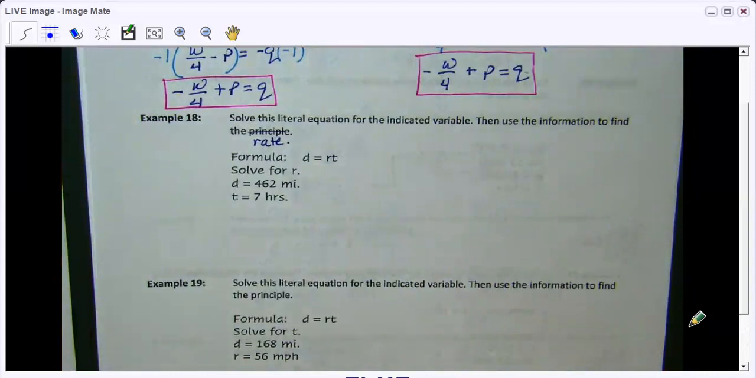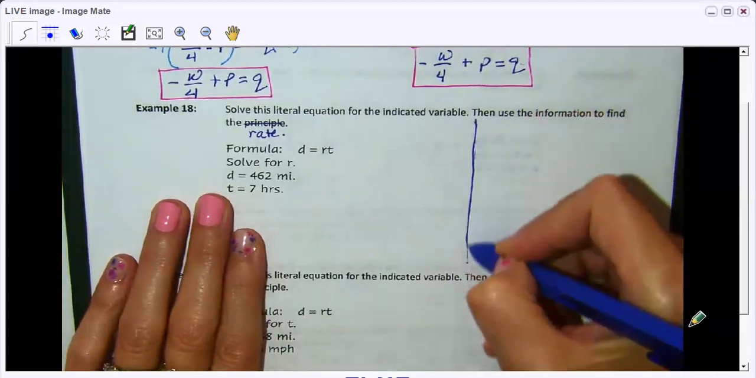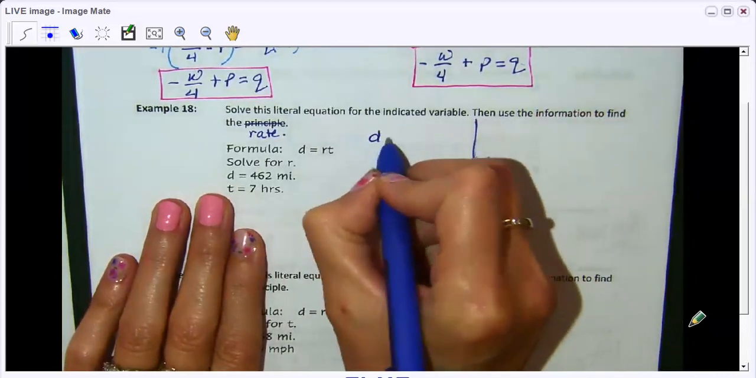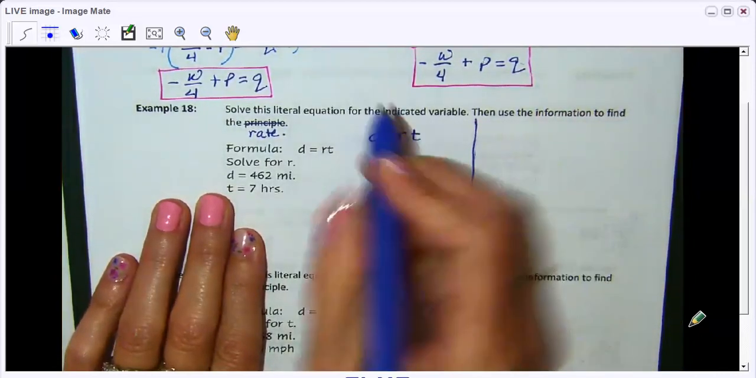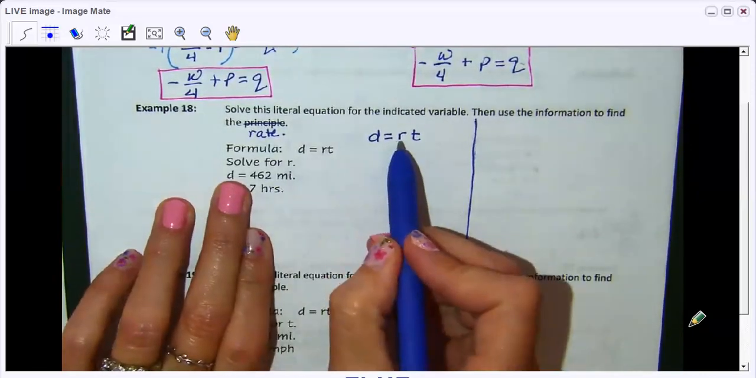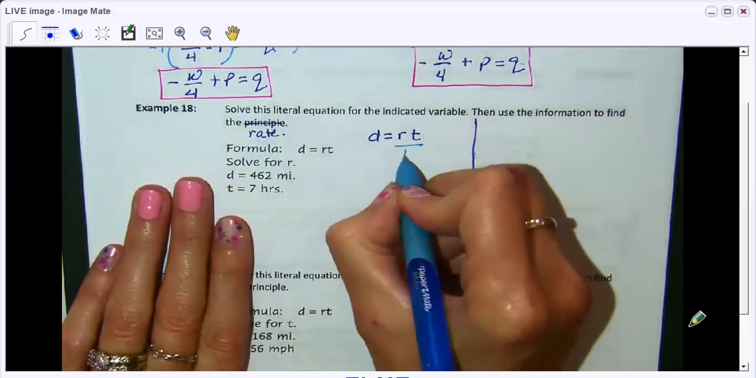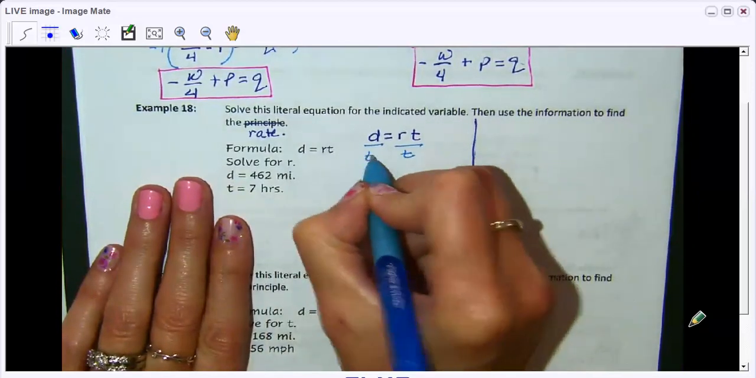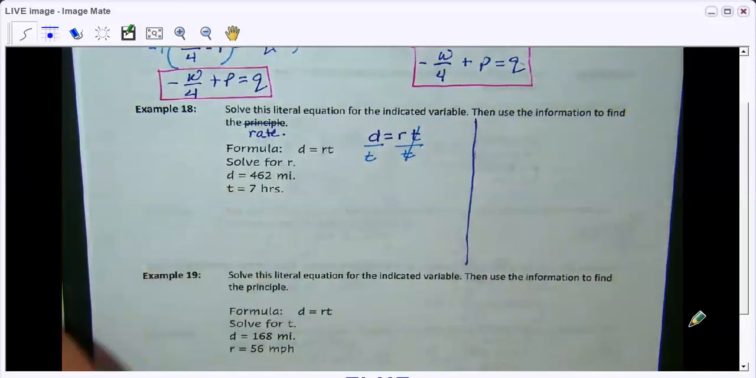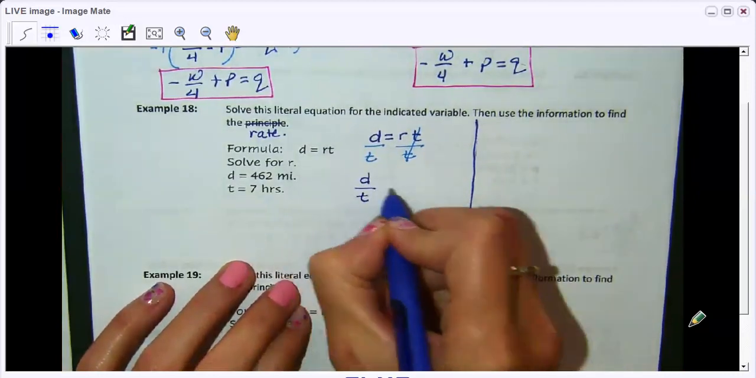I'm going to show you two ways to do this one as well. We have D equals RT, but they want us to find R, the rate. So what am I going to do to isolate my R here? You're going to divide by T. So now we have D over T equals R.